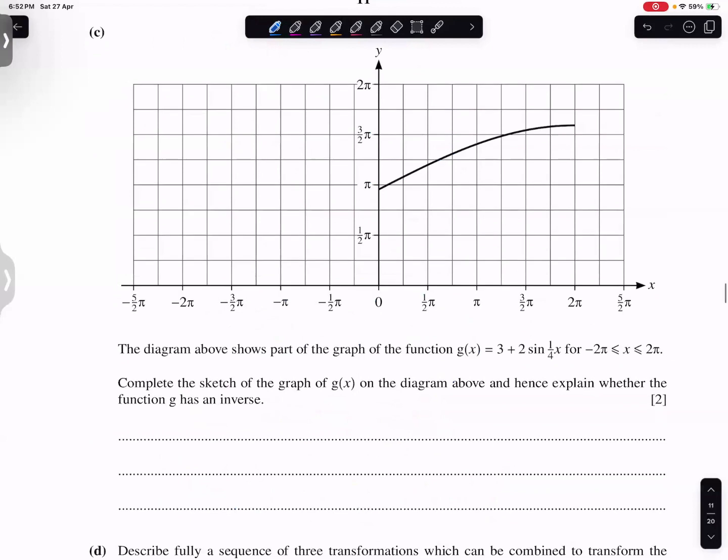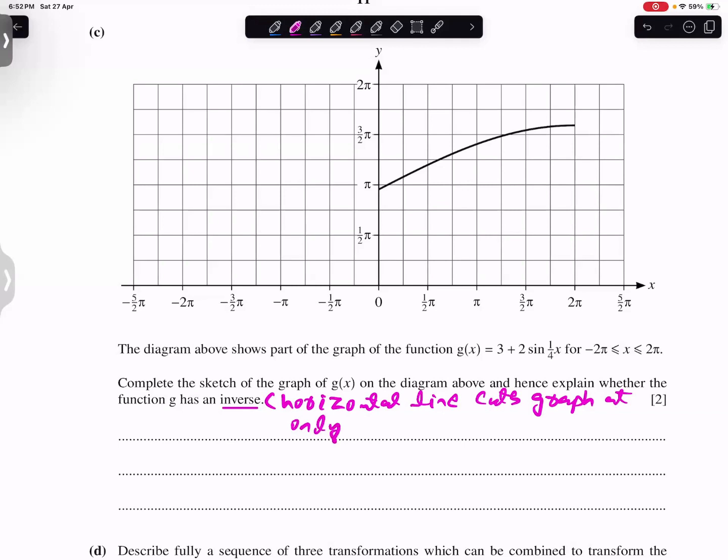The next part is: the diagram shows part of the function. Complete the sketch of the graph g of x on the diagram above and hence explain whether the function g has an inverse. Students, inverse means a horizontal line cuts the graph at only one point. These are the key points. Please remember these concepts, students.